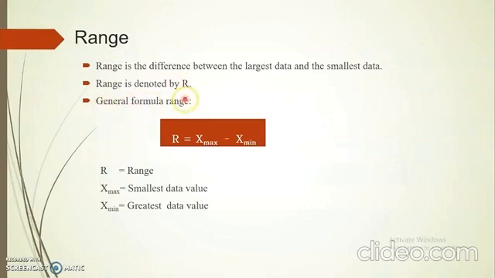The general formula of range is R = x maximum minus x minimum, with R is range, x maximum is the greatest data value, and x minimum is the smallest data value.